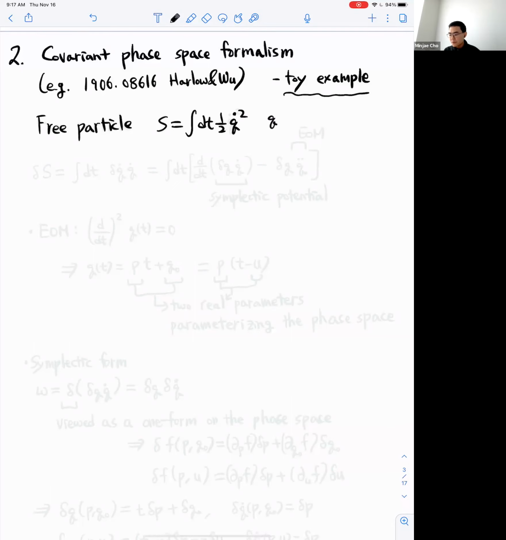Where Q stands for the position of the particle, which depends on the time. And now, once we are given the action, the very first thing that all of us are tempted to do is to vary the action. That's what we have been doing all along. So let's do that. We vary the action.